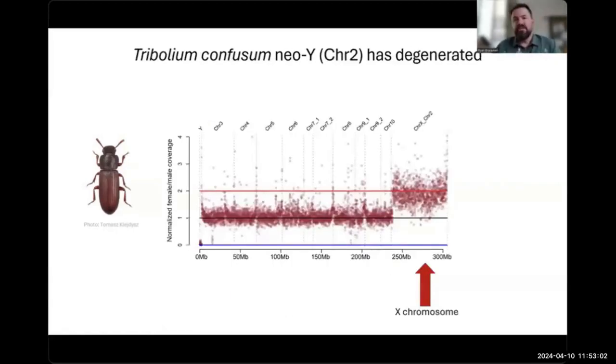The next question we were interested in is just how degenerated is this chromosome 2? And so what we did is we looked at male and female sequencing coverage over the female assembly, and that's what you're seeing here. And the expectation is that if it's equivalent, it should be around 1. And if there is only male coverage, you'd be around 0 here for the female divided by male coverage. And then if we have an excess of female coverage, it should be over here at this red line. And what we see over the entirety of the chromosome is that we have double the coverage in females, suggesting that the neo-Y chromosome has completely degenerated in Tribolium confusum.